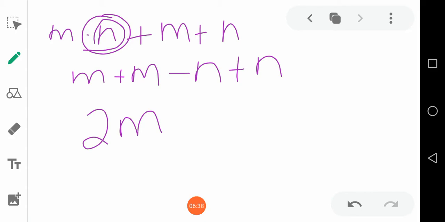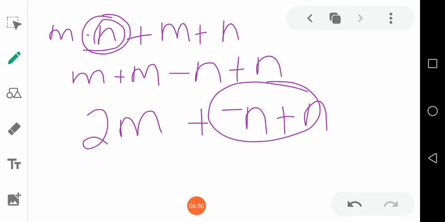Now, minus n plus n, how will you write it? I told you whenever minus is coming, what you have to do? You have to write it as plus minus. So, it will be minus n plus n. Now, how will you simplify this? Minus n, what is the coefficient before n? It will be minus 1. Plus n, the coefficient is 1. Now, you just write it like this.